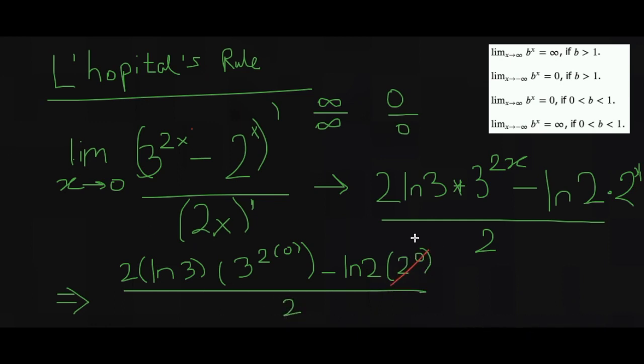2 to the 0 should give you 1. As you recall, anything to the 0 gives you 1. 3 to the 2 times 0 is 3 to the 0, which is also 1. So we have 2 ln of 3 minus ln of 2 over 2. Putting that in your calculator should give, and that is our limit.